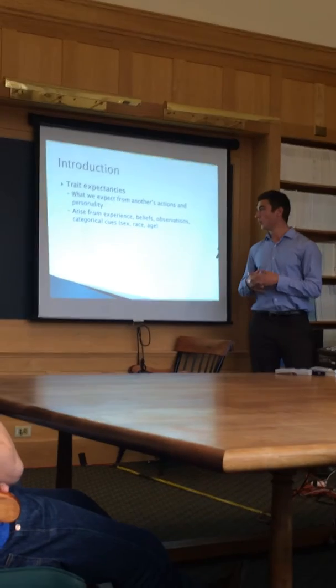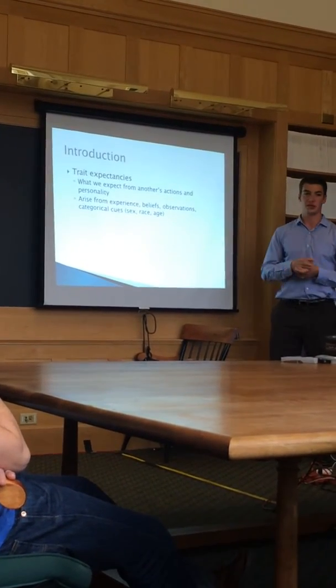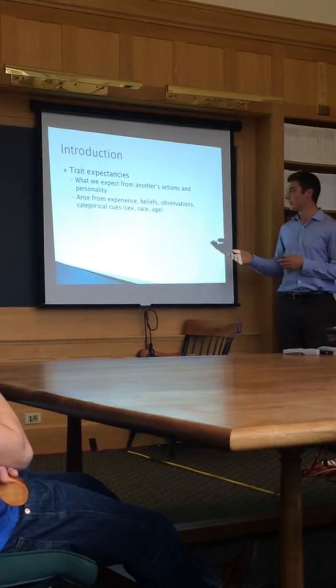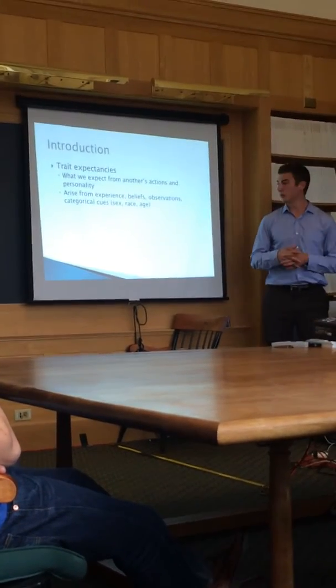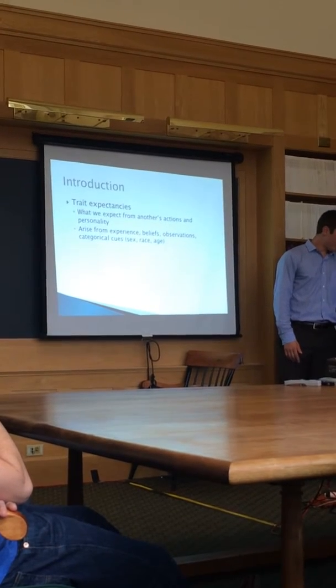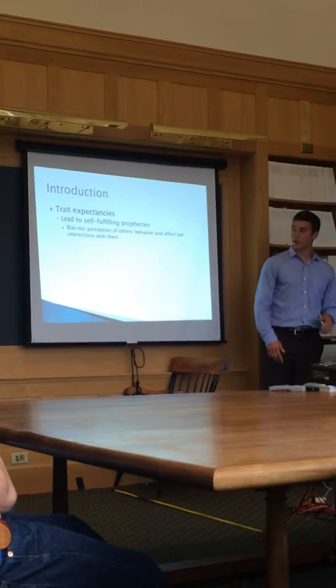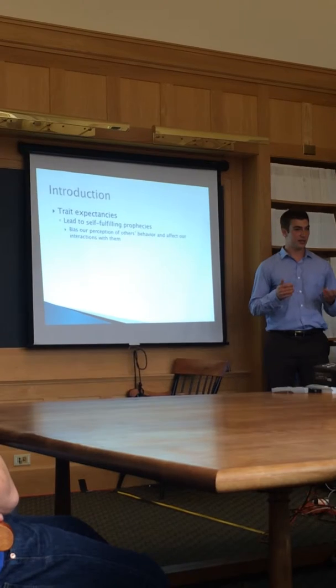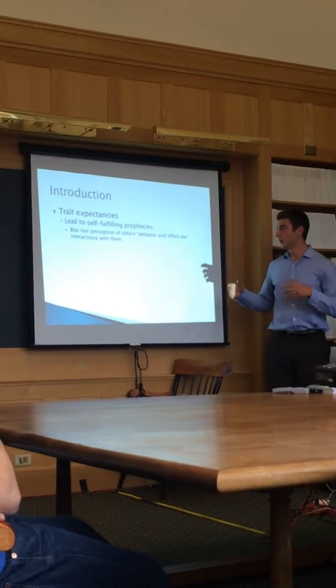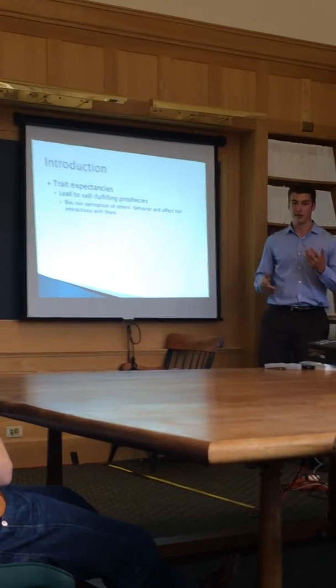Moving sideways a little bit to talk about trait expectancies. These expectancies are what we expect from another's actions and personality. They're what we expect from somebody from our experience with them, from our beliefs, from our observations, and from categorical cues like their sex, their race, and their age. There's a significant literature on these trait expectancies and how they can lead to self-fulfilling prophecies. They bias our perception of other people's behavior and affect our interaction with them.